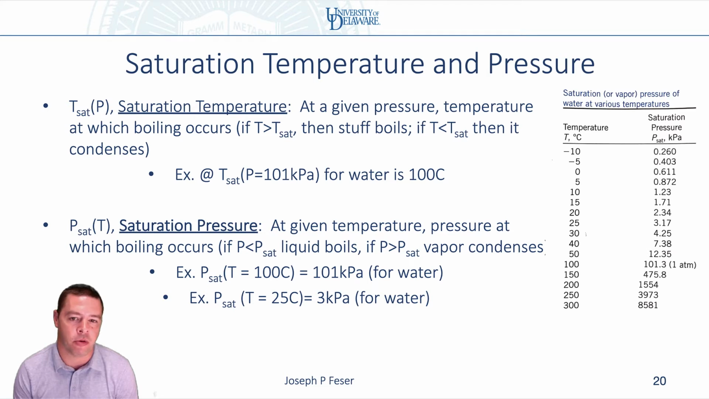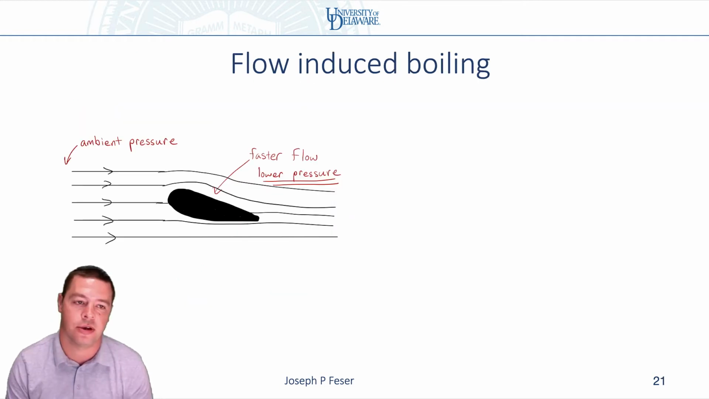A more relevant property that I'm going to show you is important for fluid mechanics is the saturation pressure at room temperature. At room temperature, what pressure do you have to get to boil water? That pressure is 3 kilopascals for water. Or equivalently, the maximum partial pressure of water at 25 degrees C is 3 kilopascals. Why is that related to fluid mechanics? Well, let me show you an example.